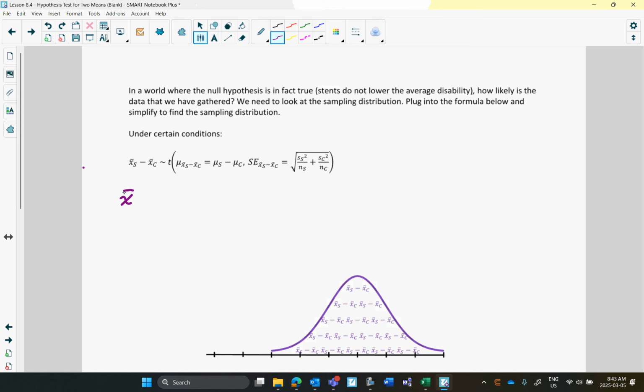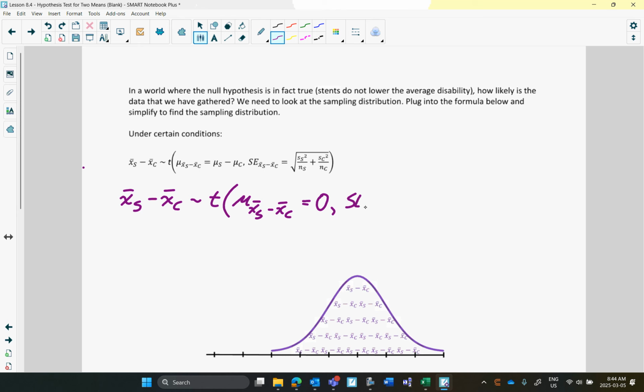So in our example, and remember when we're dealing with means, it's not normal, it's t. Well, with a hypothesis test, we always go with our null hypothesis for this value. So the average of our sample stent minus our sample control is 0, because that's the null value.